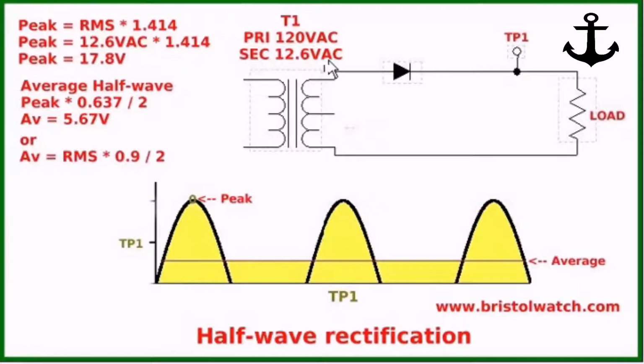Your RMS voltage is 12.6. RMS times 1.414 will give me peak, which is close to 18 volts in this case. Average is the DC equivalent power transfer, and that's peak times 0.637 divided by 2, or RMS times 0.9 divided by 2. So this is a half-wave rectifier.